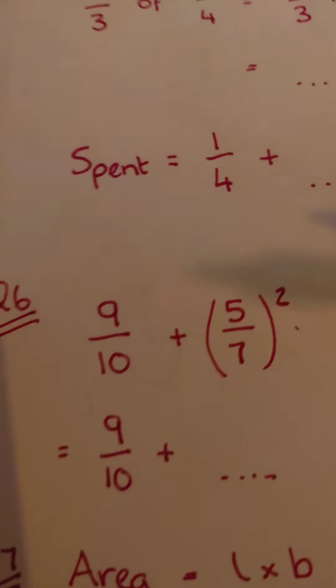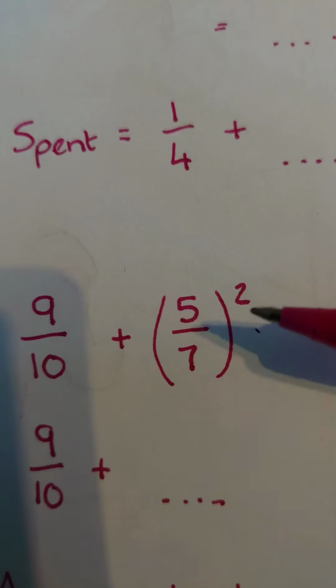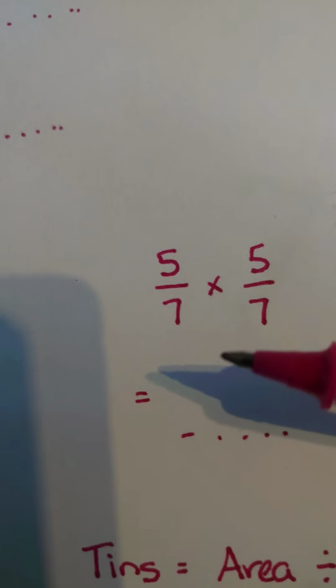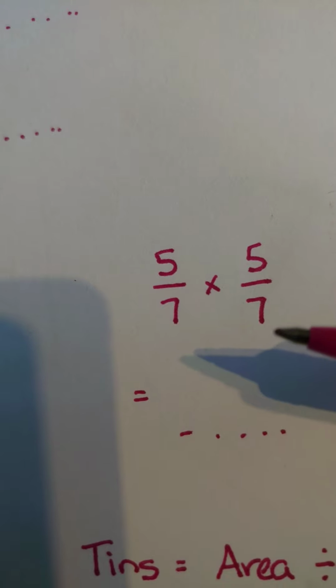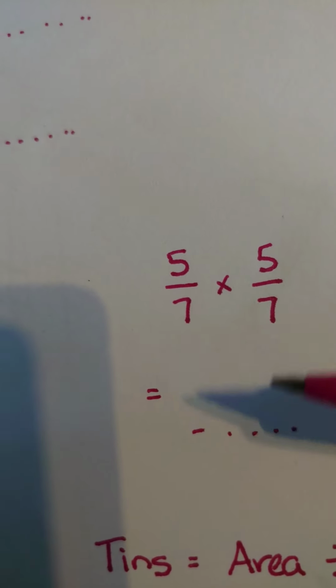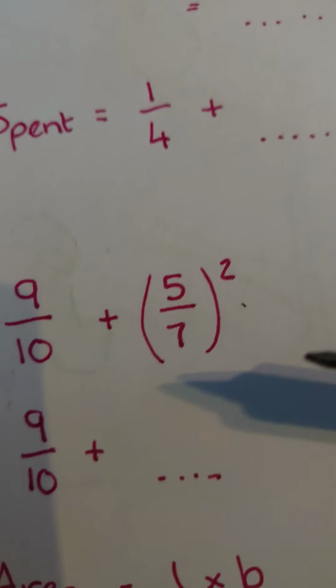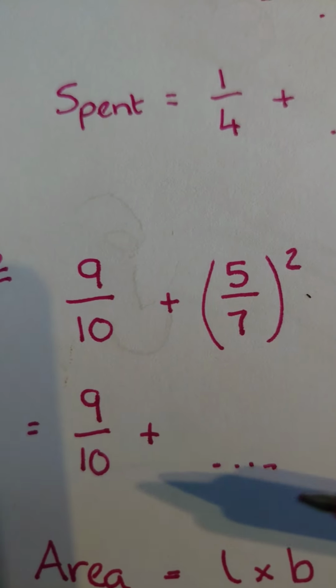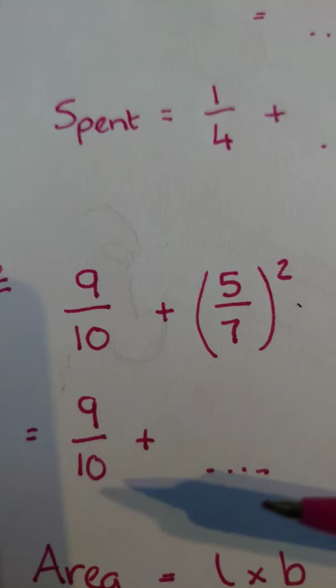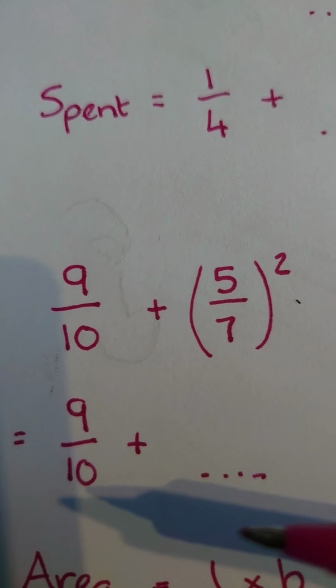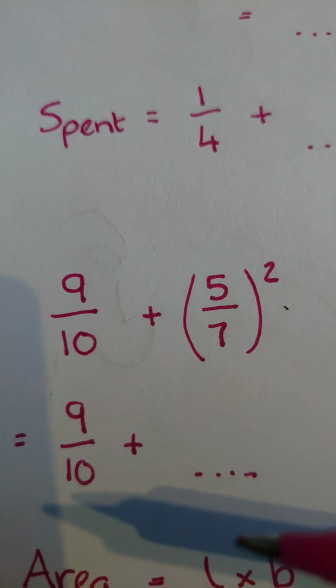If I go to the working then, I want to work out what this 5/7 squared is. So that means I'm going to go across here and do 5/7 multiplied by itself. Using our multiplying skills, we will get an answer here. I can then bring that answer back across and add it to my 9/10. And again, I'll be adding fractions, so I'll need to make the same denominators.